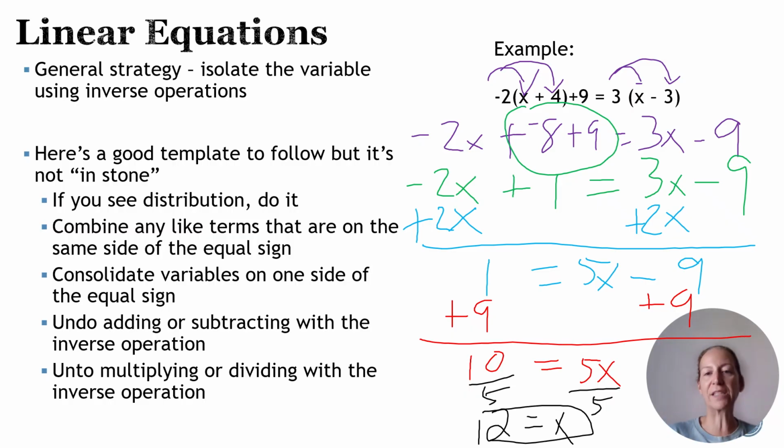Now, there's some flexibility in that. You could, like we showed, get a negative 5x, okay? And then you'd end up with negative 5x equals negative 10. And a negative divided by a negative would give you a positive. I was trying to avoid that. That's why I like this way better, but that other way works.